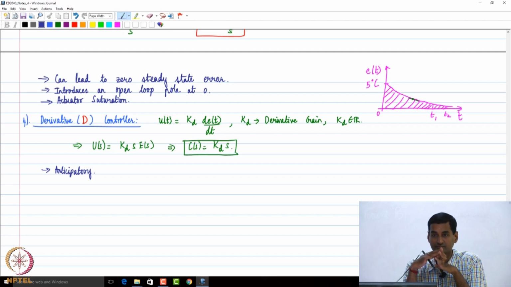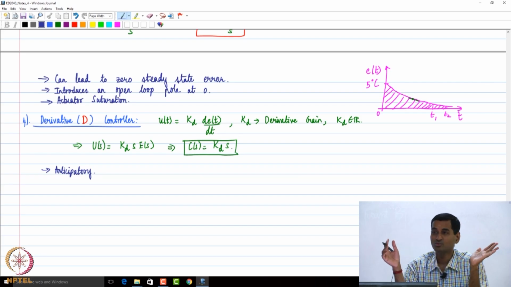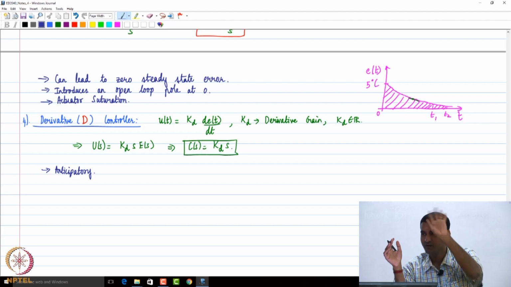Because as soon as the error reaches a certain value and remains constant, the controller won't be able to track it. In other words, you will see that the derivative controller will not take any action if the error reaches a constant non-zero value. Let's say the temperature error, due to some reason, falls to 2 degrees Celsius and remains there.